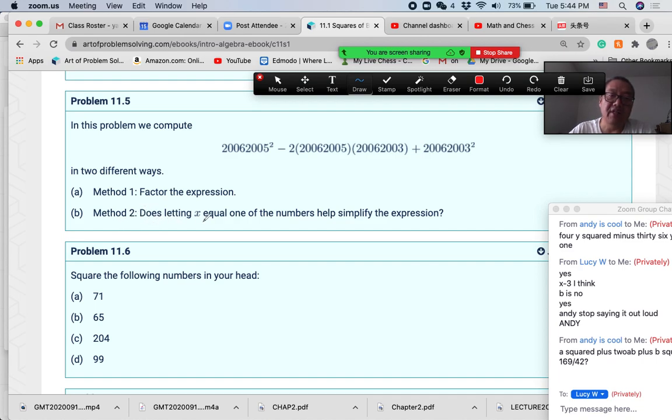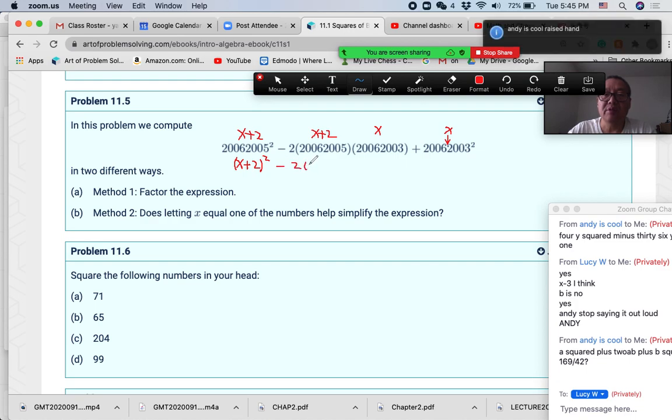This one they ask you let x equals one of the numbers to help simplify the expression. Okay, now let's set x equals this number. Then this number will equal x plus 2. So this one is x plus 2. This one is x. So then we can expand this one, get x plus 2 parentheses square minus 2 times x plus 2 times x, then plus x squared.